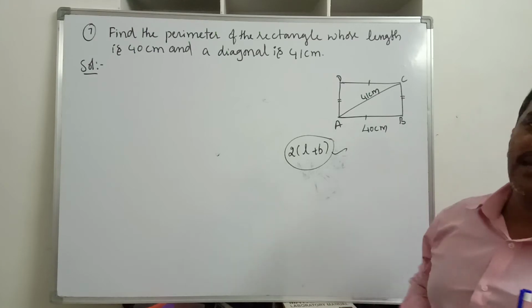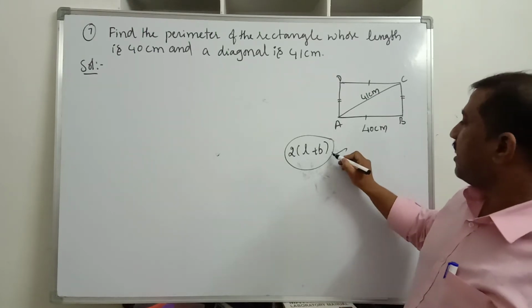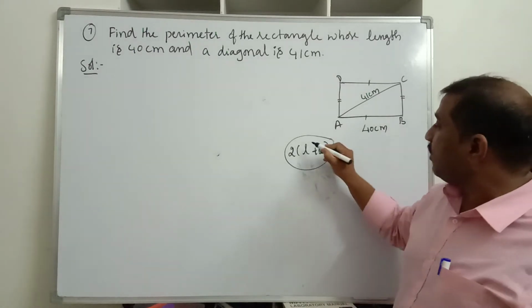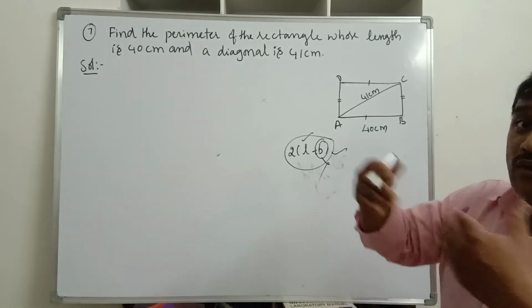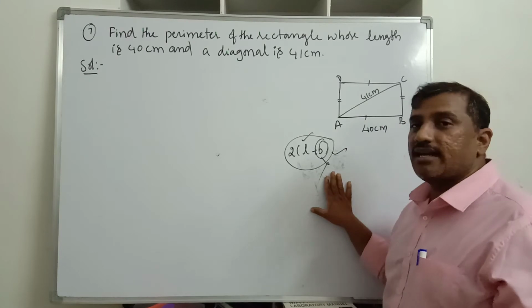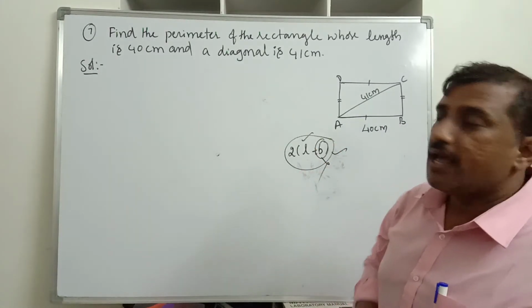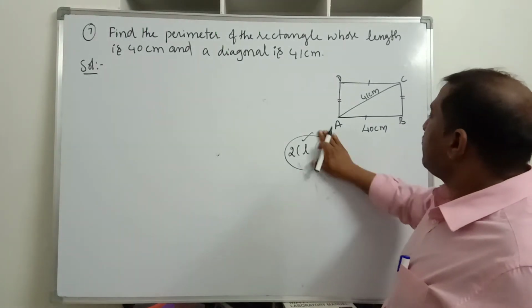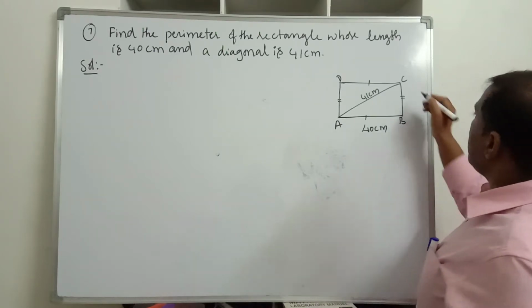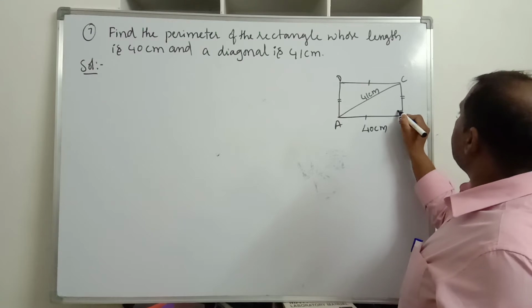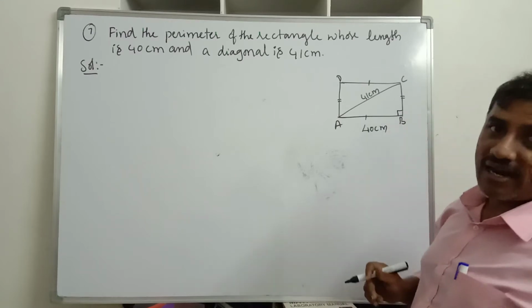Now find the perimeter. So the perimeter of the rectangle is equal to 2 into (L plus B). We know L, but we don't know the breadth. Breadth is not given. So first we need to find the breadth of the rectangle, then we have to find the perimeter. How do we find the breadth of the rectangle? Observe the figure. In the rectangle, all angles are equal and each angle is equal to 90 degrees.